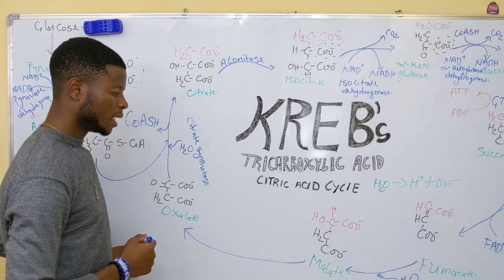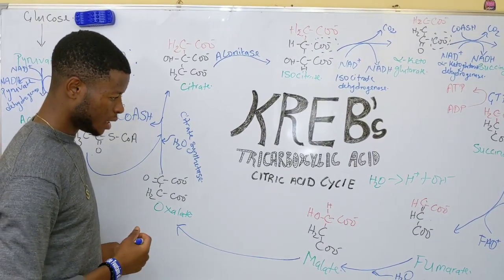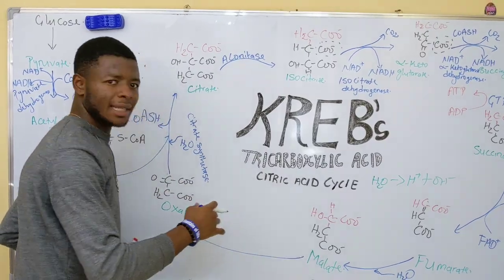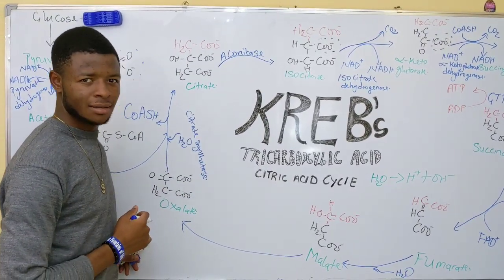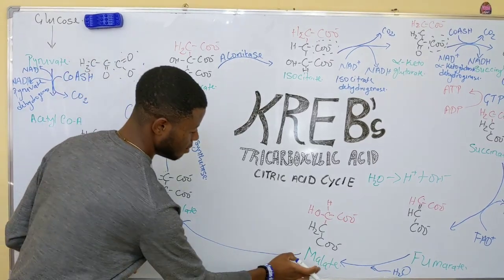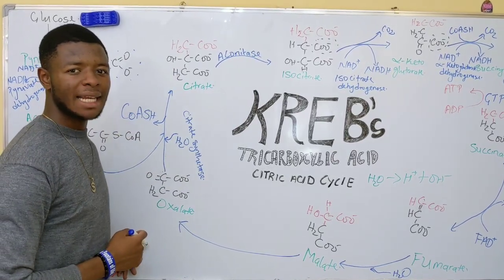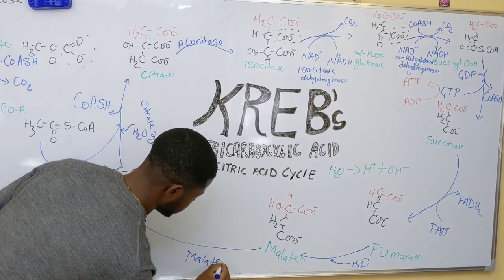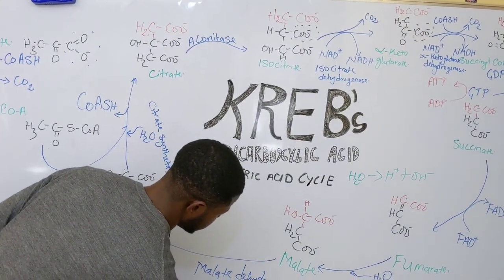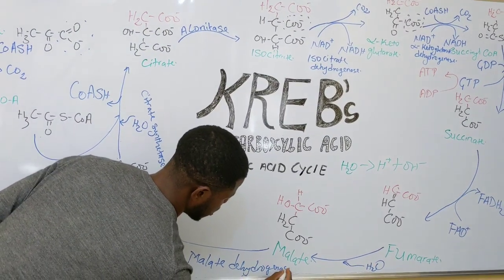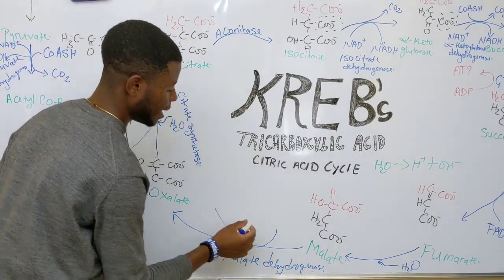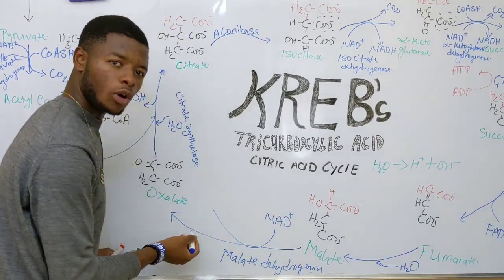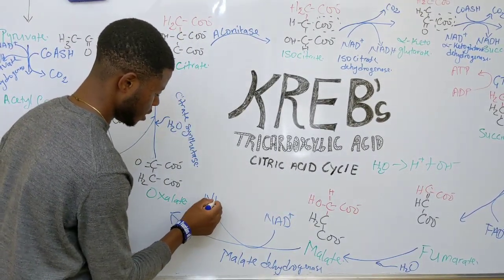And if I'm carrying out dehydrogenation, what am I doing? That simply means that I am using an enzyme called dehydrogenase. Who am I dehydrogenating? Malate. So this should be malate dehydrogenase. Cool. And in that process, I am using NAD plus to form NADH.